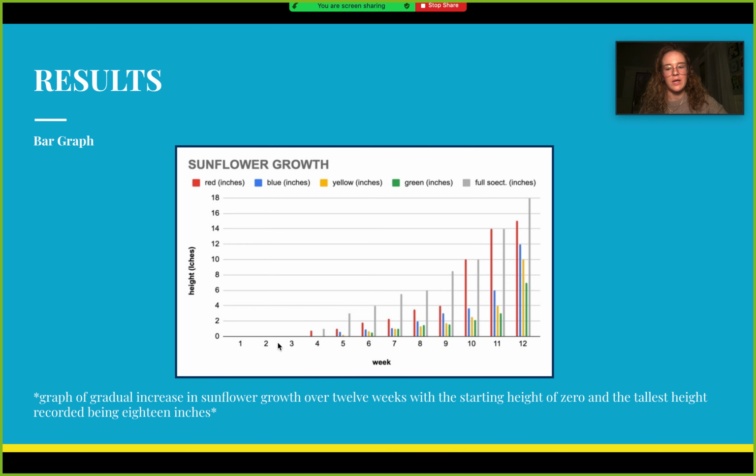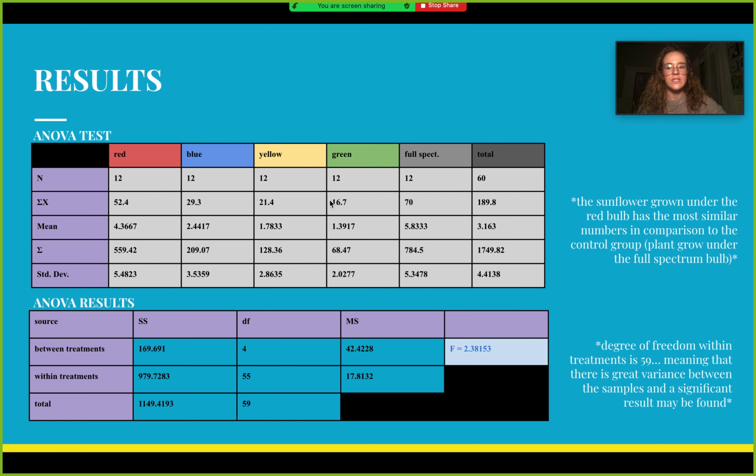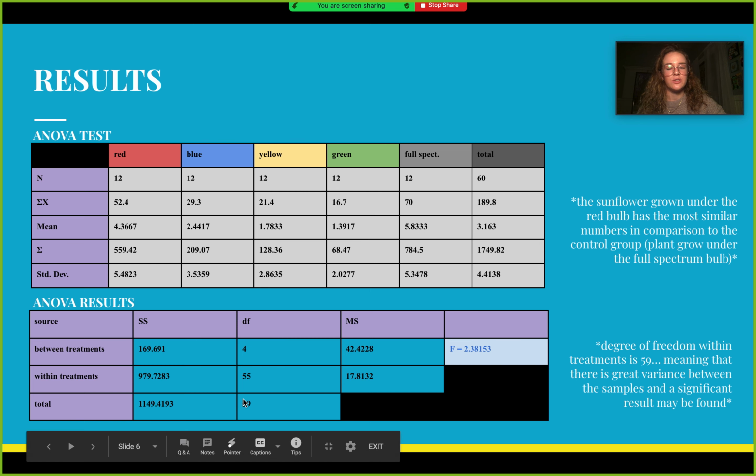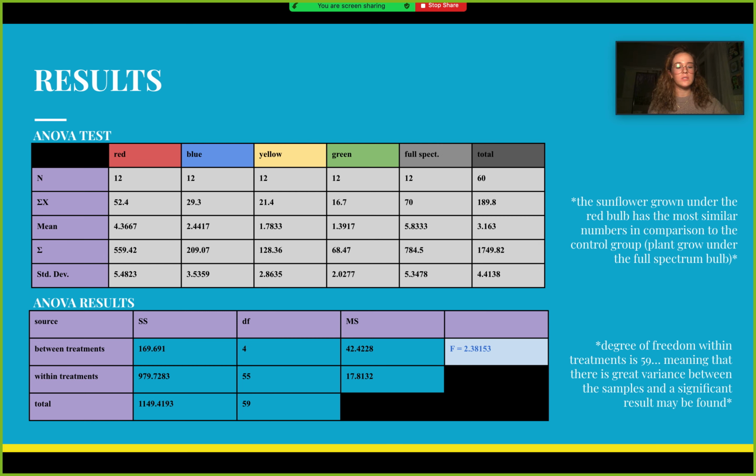This is the bar graph that I made in Excel, and you can see the gradual increase of the growth in flowers, and you can see that the red and the full spectrum flower are the tallest, and the flower grown under the green bulb is the shortest. This is my ANOVA test, and you can see that the red flower has the closest mean to the full spectrum flower, indicating that they had the most similar growth patterns. And then my results indicate a degree of freedom of 59, which means that there is great variance between the samples, and I will be able to find some significant results.